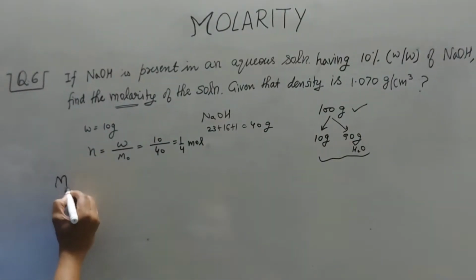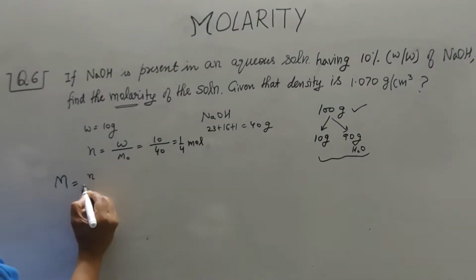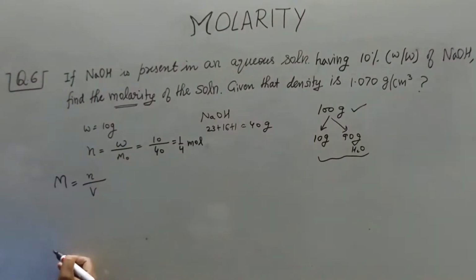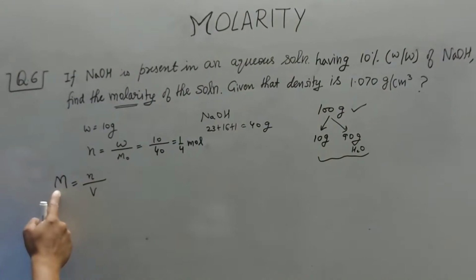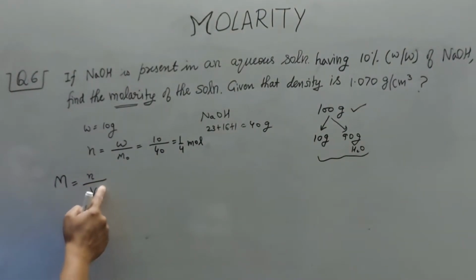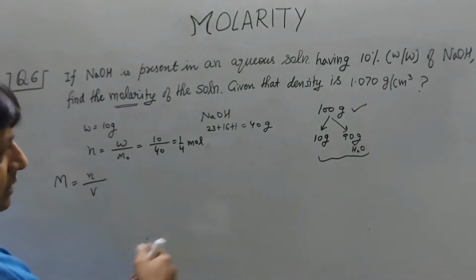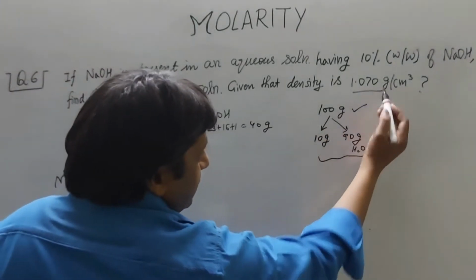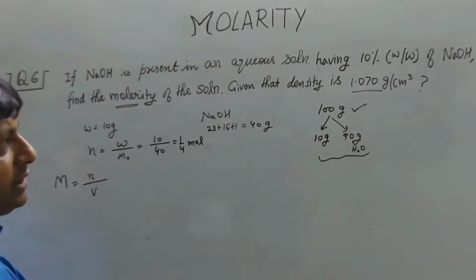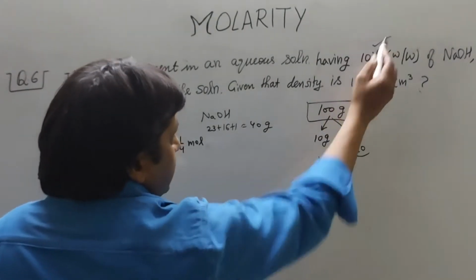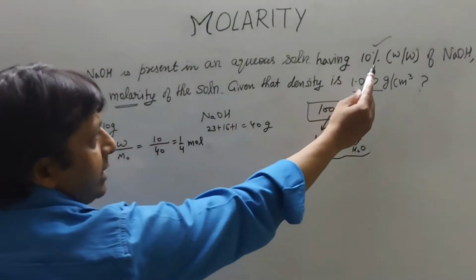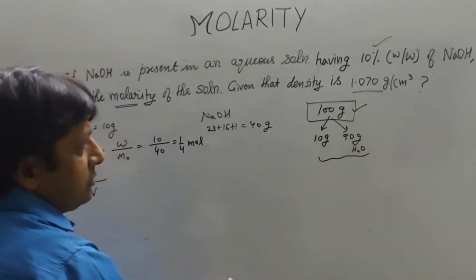But we have to find the molarity. Molarity is number of moles divided by volume. We have found the number of moles, now we have to find the molarity. The catch here is that we have to find the volume. Here the density is given 1.070 gram per cubic centimeter and mass we are considering 100 gram because 10% is given, that is why we are taking 100 as the mass of the solution.